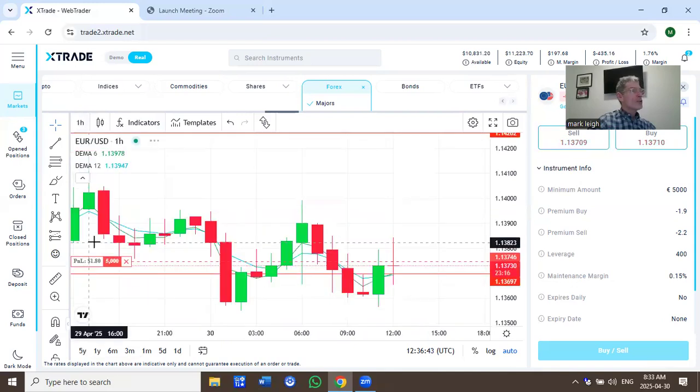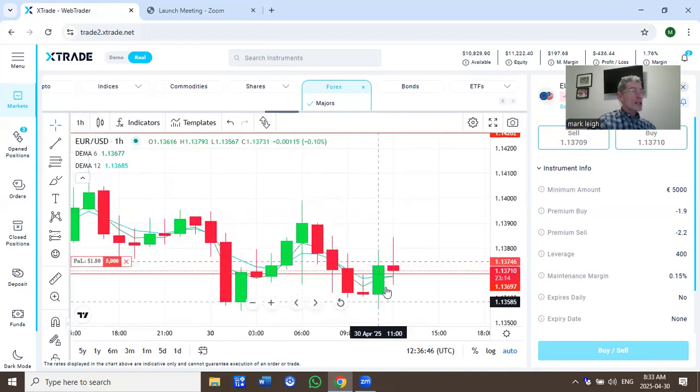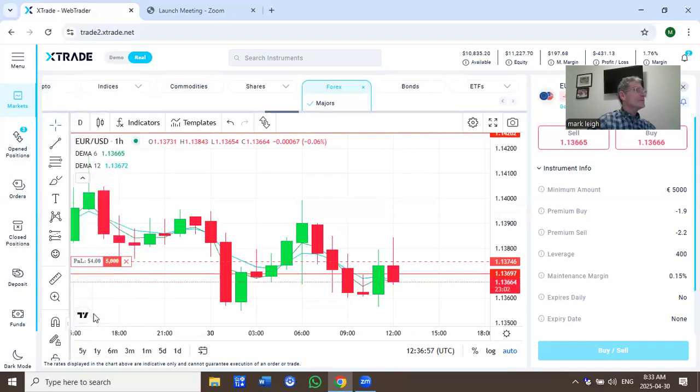If I go even closer to the hourly, there you can see in the last hour the euro tried to fight back, but the US dollar is continuing what it started earlier and will look to break below this 113.69 area. Let's have a look at the pound.